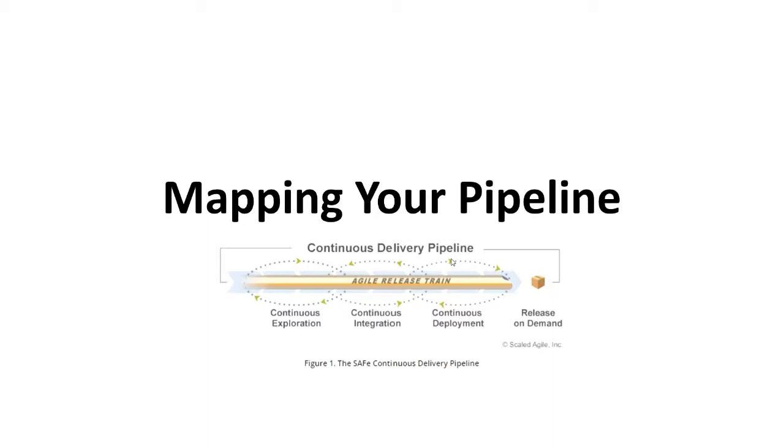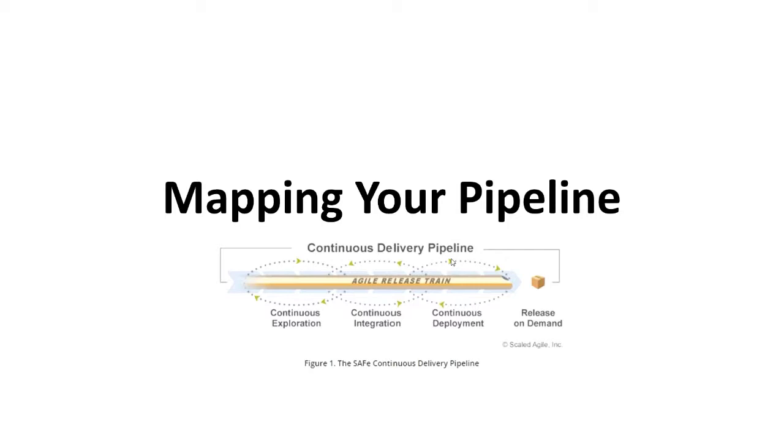So the first thing you always want to do when you're thinking about your pipeline is map it out. And so the way that SAFe does it is we think of the things as interlocking continuous cycles of exploration, integration, deployment, and the capability of releasing on demand. So the idea is that something should be able to go through all of these cycles plus the release on demand within a 24-hour period. So think about all the steps that you have in going from concept to cash. What do you have to do? All the individual steps and the like.